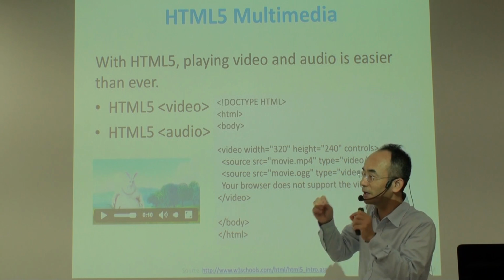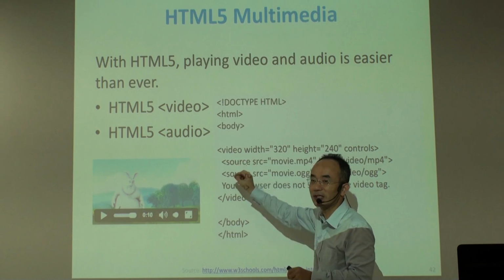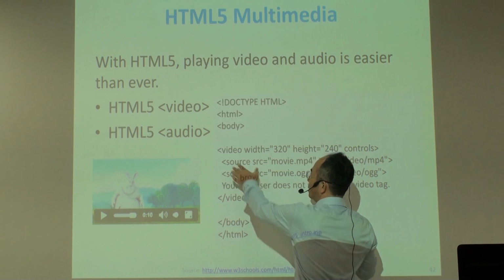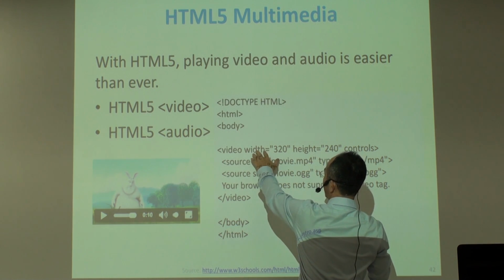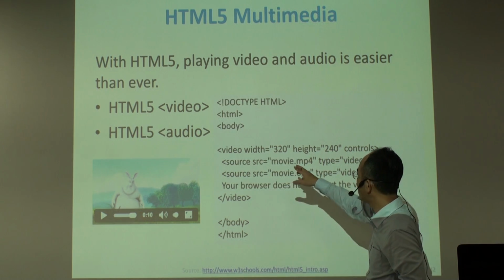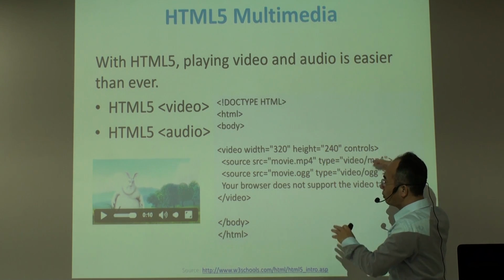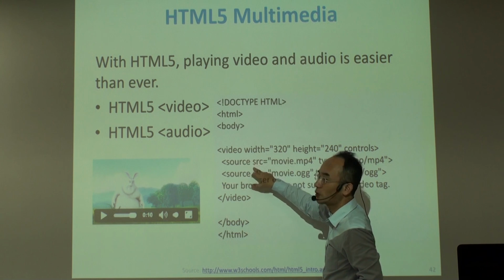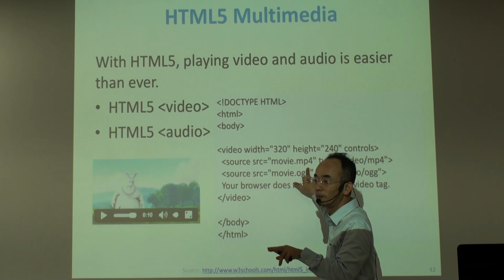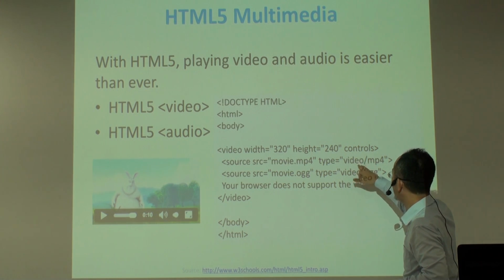Suppose your app would like to play a video. It's as simple as this. What you have to do is just add a video tag, with the attributes width equals 320 and height 240 and controls. And specify the source, src, which is movie.mp4, and the type equals video/mp4.